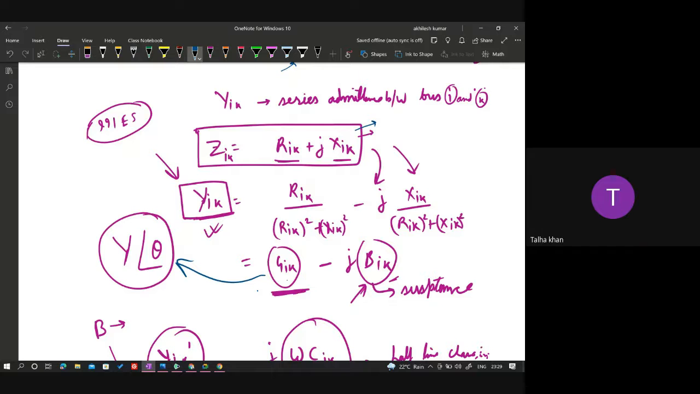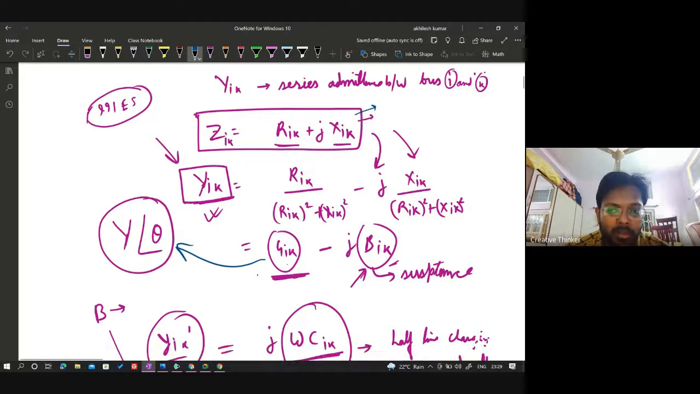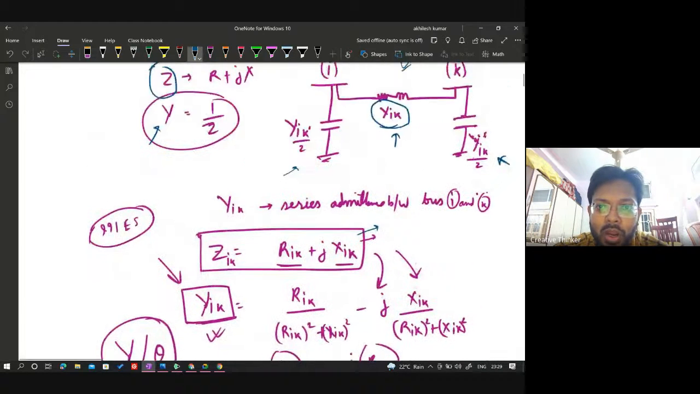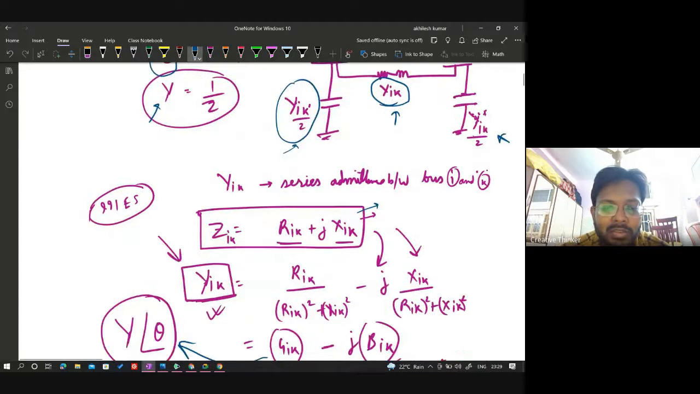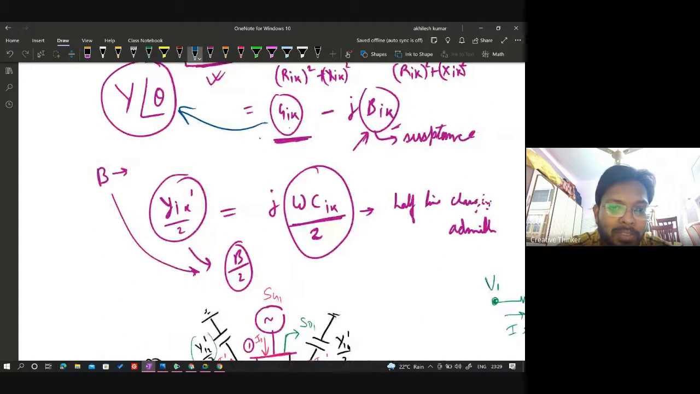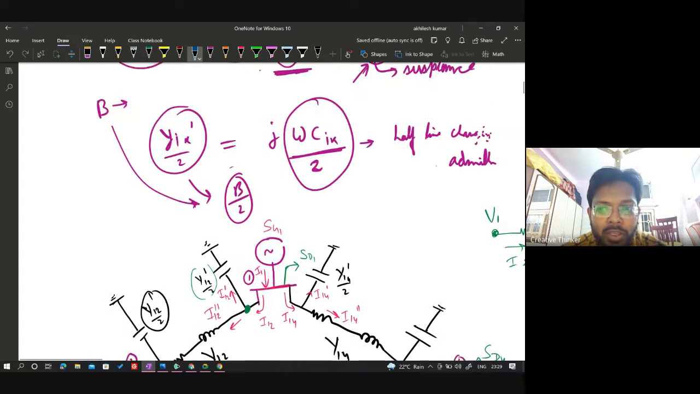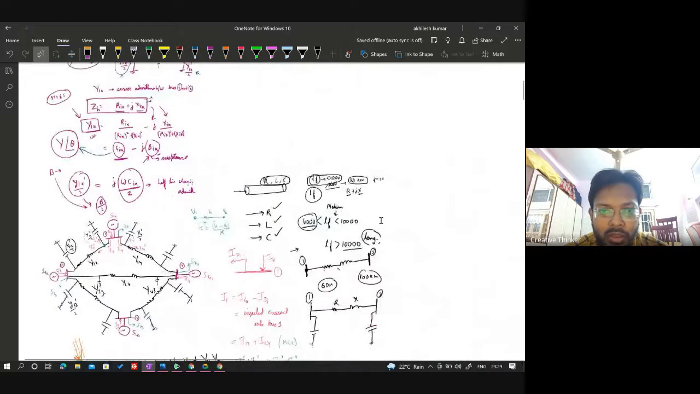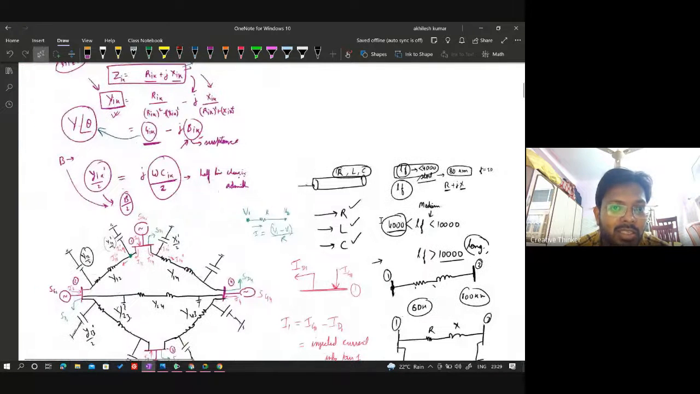So the value which you are writing here is basically susceptance by 2. That's why we are calling it the half line charging admittance. Understood? Because in some questions, some values are given differently, like omega c, like c can be given, or b, or sometimes y by 2 can be given.